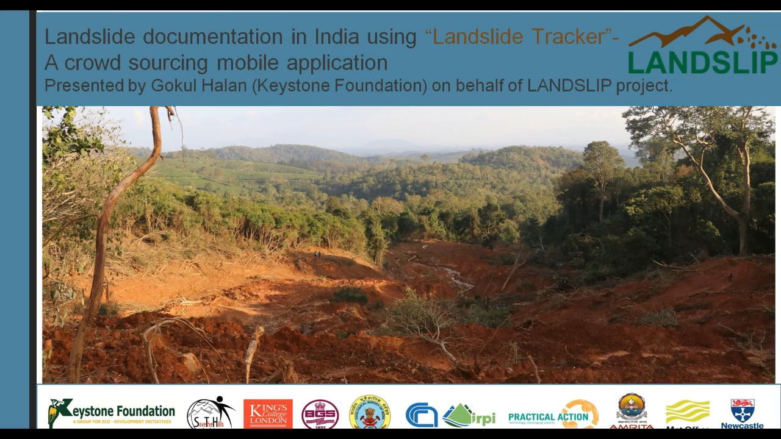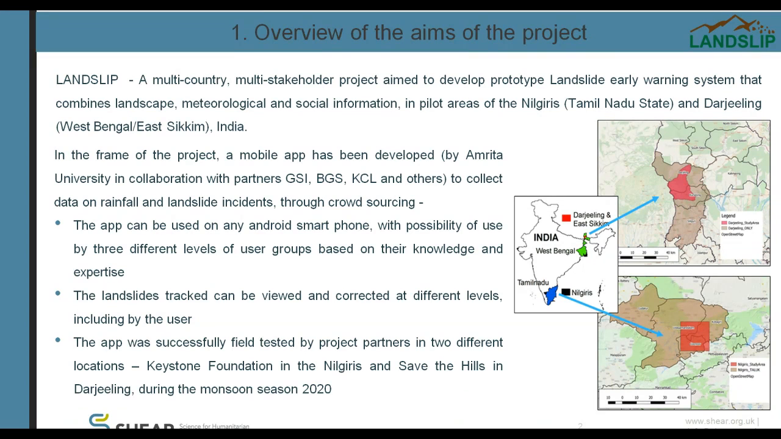crowdsourcing mobile application. LANDSLIP project is a consortium of 9 organizations working across 3 countries, namely India, Italy, and the UK. The overall objective of the project is to develop a prototype landslide early warning system in the pilot areas of Nilgiris and Darjeeling, which are primarily hotspots for landslide related disasters in the country. The project combines landslide, meteorological, and social information to look at a holistic way to approach an issue like landslides.